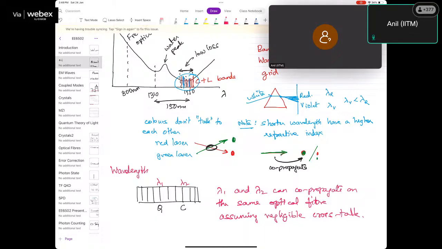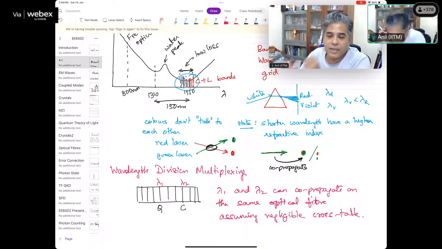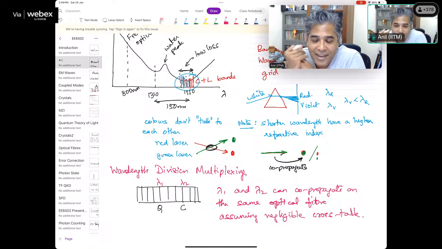Okay. So now I've introduced the concept of wavelength division multiplexing. All right. I am now looking at the new concepts that I have introduced. I've introduced loss, attenuation. I have introduced wavelength division multiplexing, WDM. And I've also introduced this idea of a quantum versus classical.